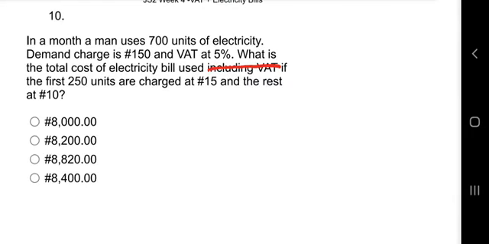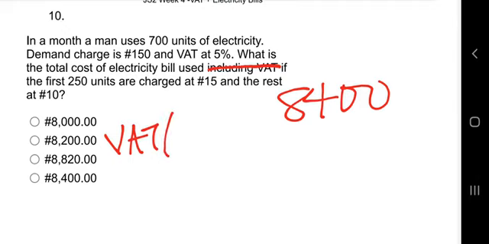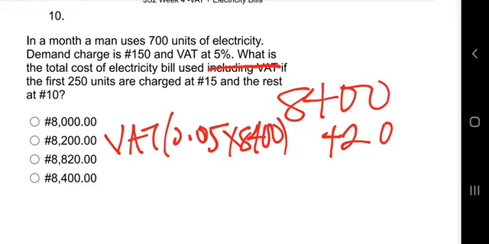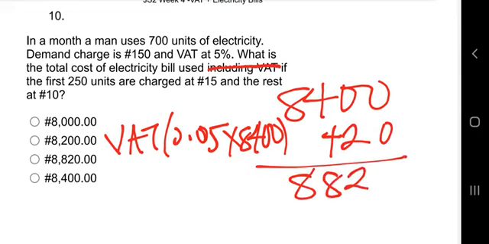So what we're going to do now, since we have calculated the cost of units used to be 8,400, that's what we got the other time. Now the next is for us to add VAT to it. So the VAT will then be 5% of 8,400. So that is 0.05 multiplied by 8,400. Then it will be added to this one. So when we calculate that, we're going to have 420, and when we add it, that will be 8,820 naira. So this will be the total cost of electricity used for that month. So that is option C, 8,820 naira.